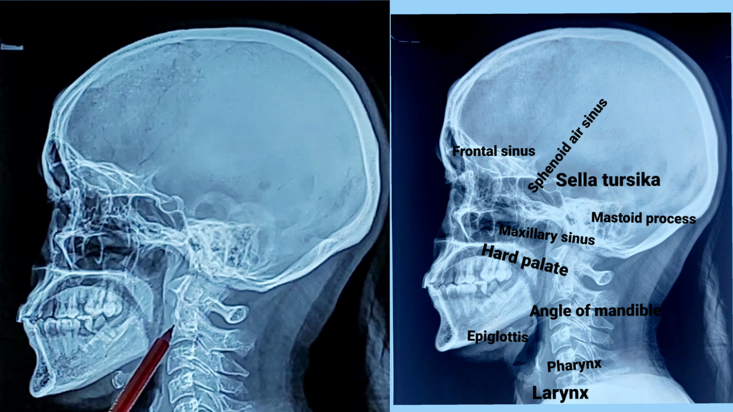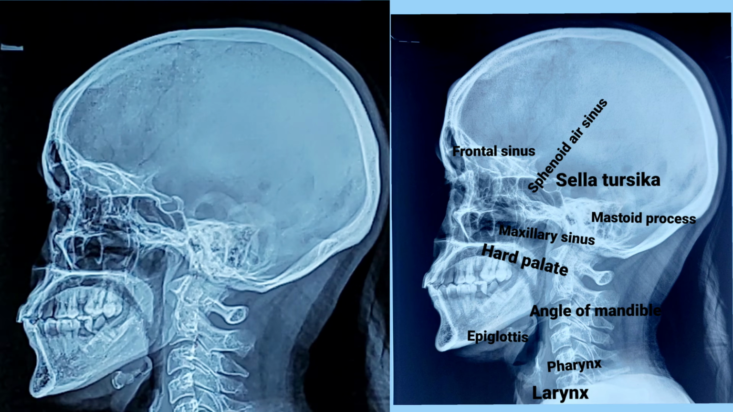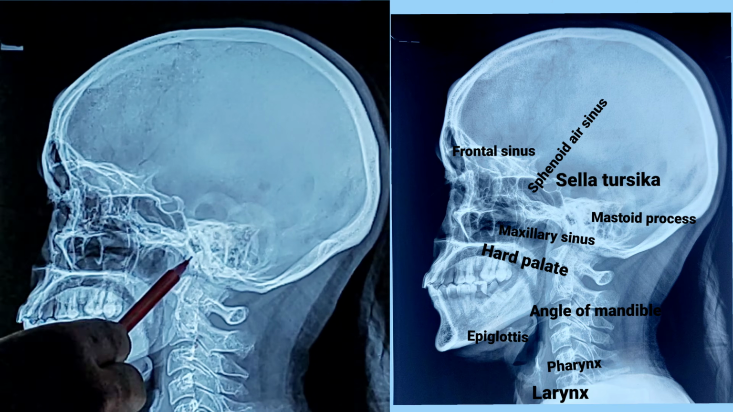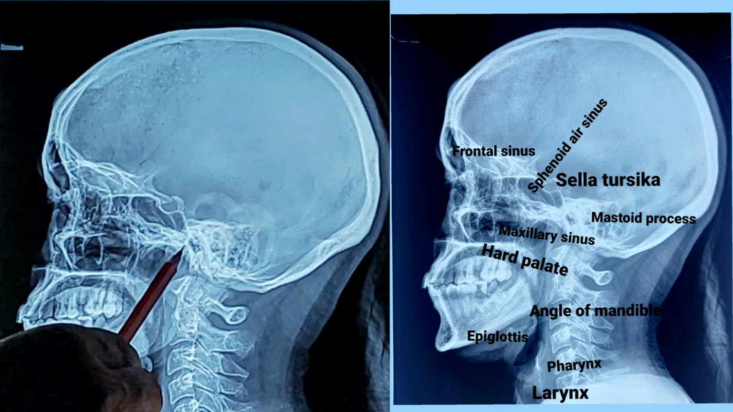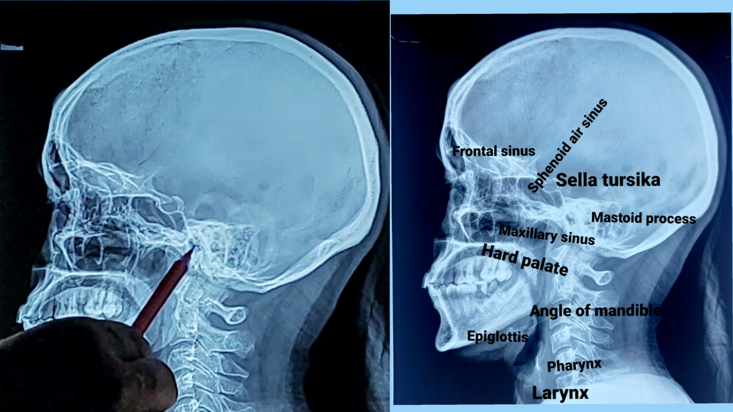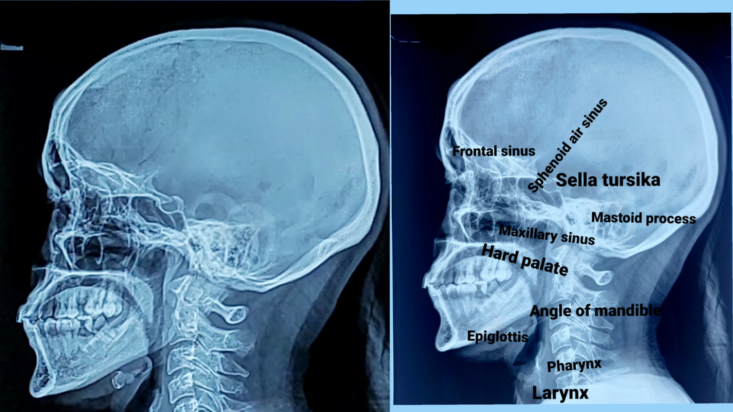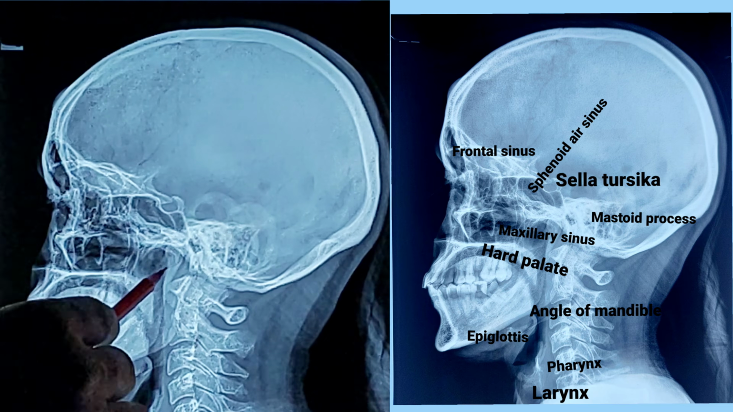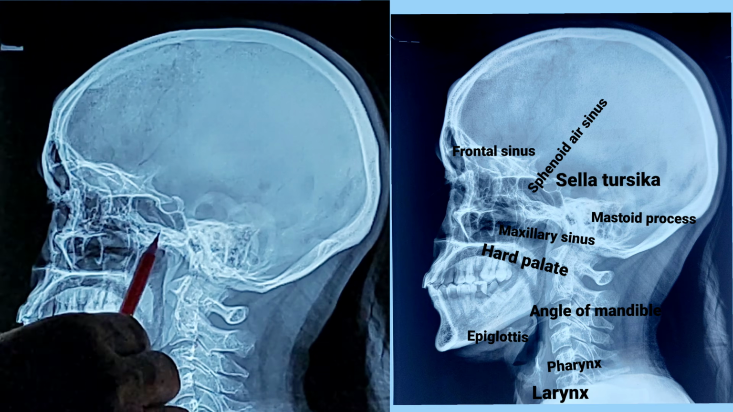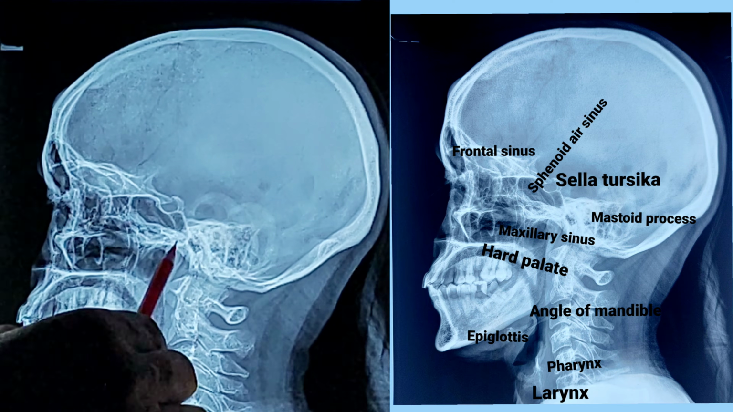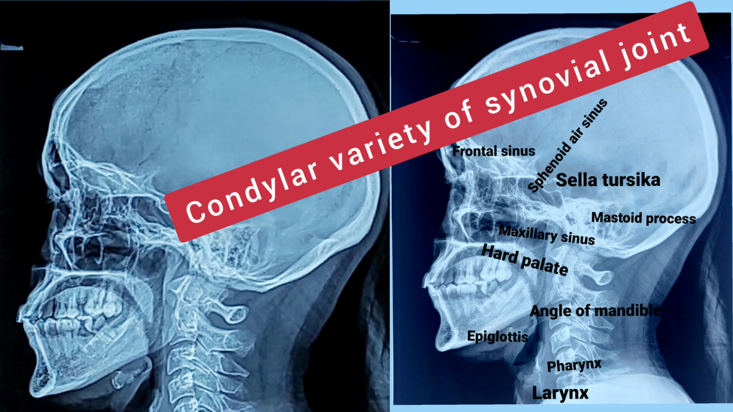And if you trace it upwards, you can see this is the condyle of the mandible or head of the mandible. Here it articulates with the temporal bone. The mandibular fossa of the temporal bone is this one. So this region is the temporomandibular joint. If you are asked what this joint is, your answer will be the temporomandibular joint. How is it formed? It is formed by the condyle of the mandible and the mandibular fossa of the temporal bone. What type of joint is it? It is a condylar type of synovial joint.